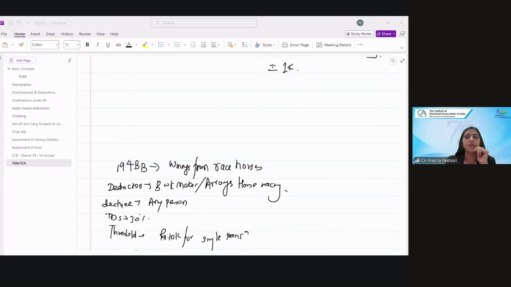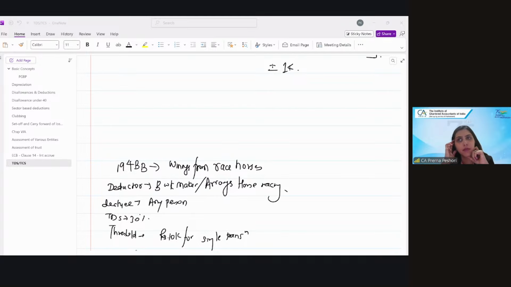Next section 193, interest on securities. Payer is any person, payee is a resident, at the time of payment or credit, at the rate of 10% if it is greater than 10,000 rupees. Threshold is 10,000 rupees.